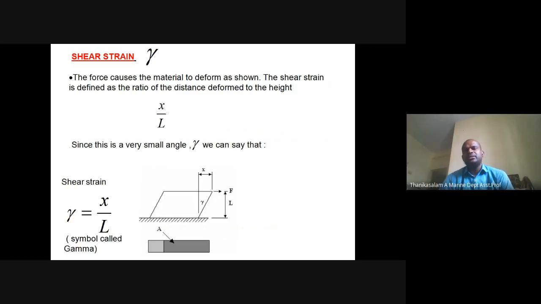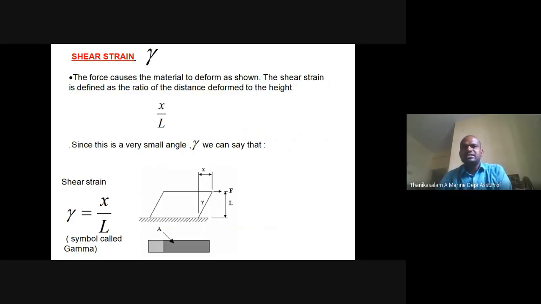Then how to find the strain? Previously we discussed tensile stress and compressive stress. In tensile stress, the body gets elongation. So tensile strain equals the increase in length divided by the original length. Similarly, compressive strain: the body gets shorter. Therefore, compressive strain equals the decrease in length divided by the original length.